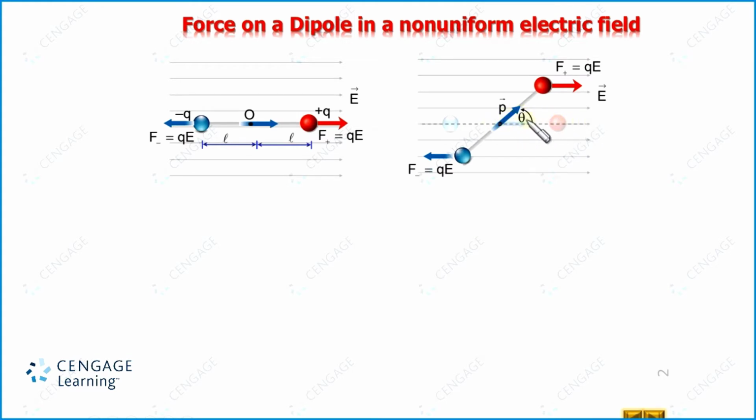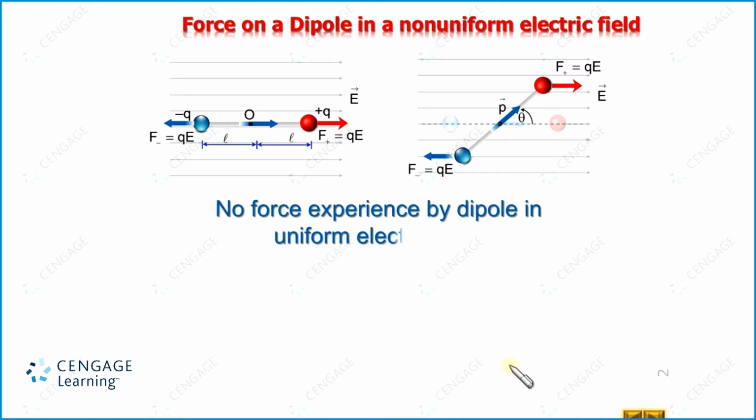Dipole moment vector is making theta degree with respect to electric field lines here. Here also we can observe the negative charge and positive charge both will experience equal magnitude force, but in opposite direction. That means net force on the dipole will be 0, but net torque on the dipole will not be 0. That means the dipole will be in translational equilibrium condition, but not in rotational equilibrium condition. But one thing is common in both scenarios, that is no force experienced by the dipole. Now we can say no force is experienced by a dipole in uniform electric field.